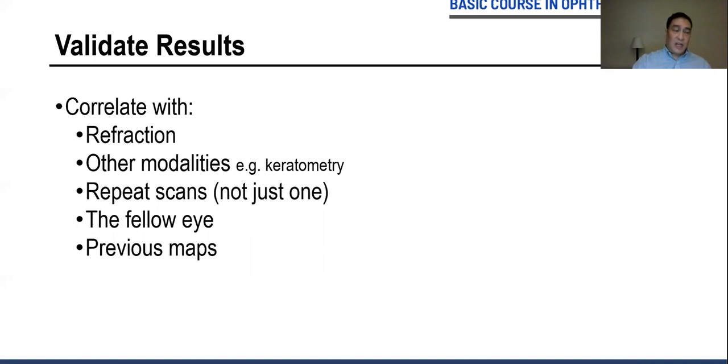Again, as with keratometry, you need to validate the results. You need to correlate it with the refraction. You need to correlate it with other modalities like your keratometry. You need to repeat scans if they're not acceptable, not just one. You need to correlate the two eyes, right with left if possible. And if you have the data, you need to correlate with previous maps to see whether there's stability or there are changes.